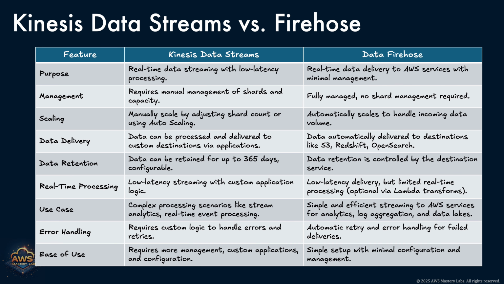When evaluating streaming data solutions on AWS, it's important to understand the distinct roles that Amazon Kinesis data streams and Amazon Data Firehose play in real-time data pipelines. Amazon Kinesis data streams is designed for real-time streaming data processing with low latency requirements. It's built for highly customizable use cases where you need control over how data is consumed, processed, and distributed.